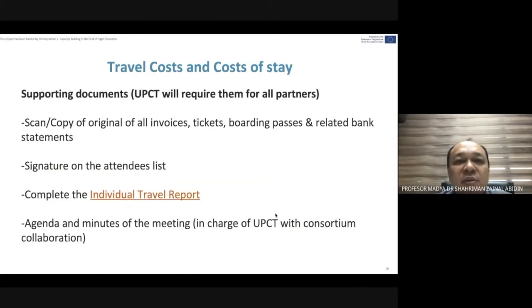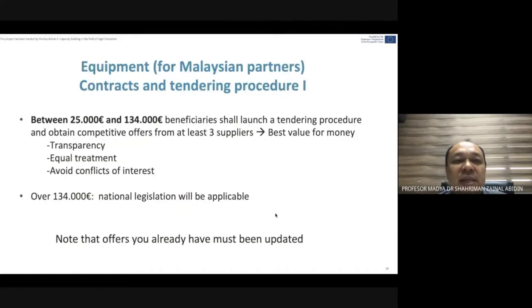And then supporting documents for travel cost and cost of stay: we have to scan every transaction, invoice, ticket, boarding pass, related document, statement. And then there must be an attendance list with signatures. Meaning every meeting must have an attendance list. And then we must complete the travel report, and the agenda and minutes of meeting must be provided as well.